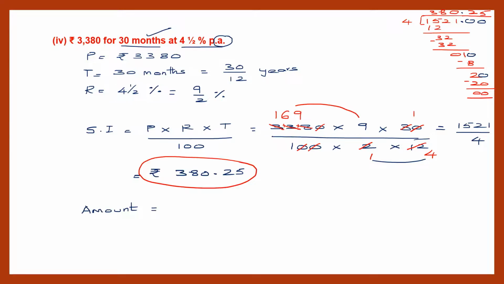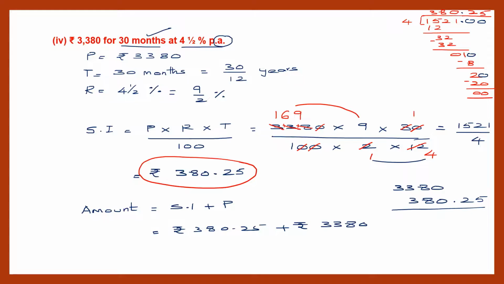To find the amount, what do we do? We say simple interest plus principal. So as you can see, now we are adding up two decimal numbers. Now let's put a point here and make them like decimals so that our addition becomes easier. So 5, 2, point. Now we have 0. 8 plus 8 is 16, carry 1. 3 plus 1 is 4, 5, 6, 7, and then we have 3.